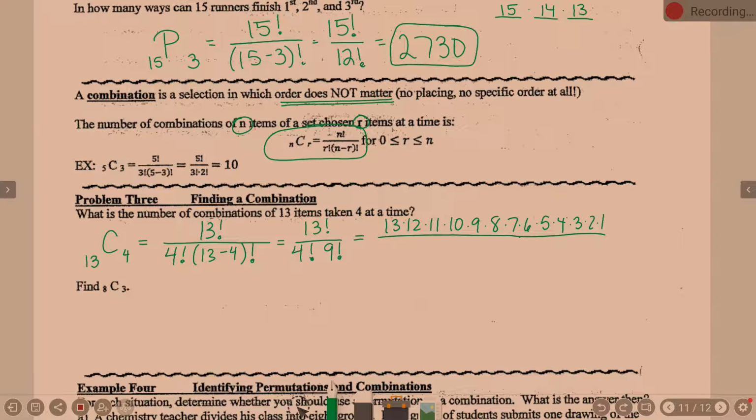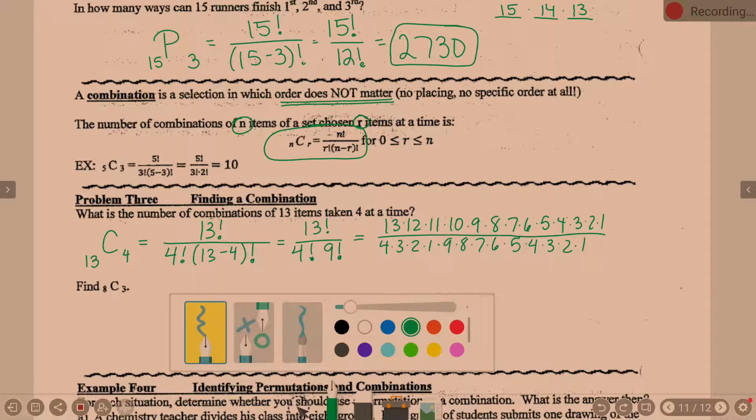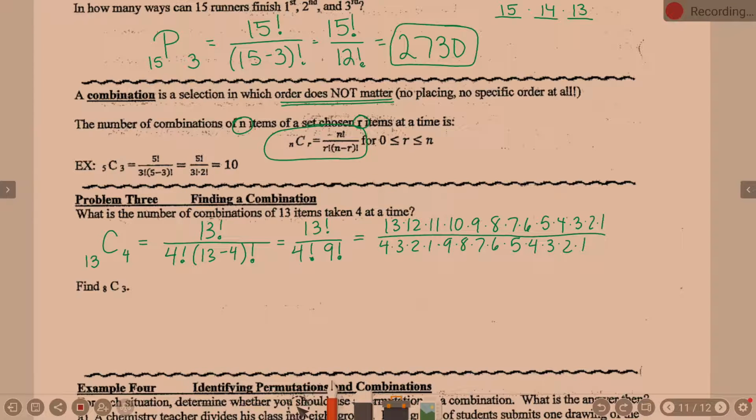Hang with me for a moment. I want to show you something. What's 4 factorial mean? 4, 3, 2, 1. What's 9 factorial mean? 9, 8, 7, 6, 5, 4, 3, 2, 1. Barring I didn't make any silly mistakes and leave any numbers out. I love canceling. I know not all of you do, but do you notice anything here? Are there a lot of numbers in common? How about I start by canceling out 9 through 1?